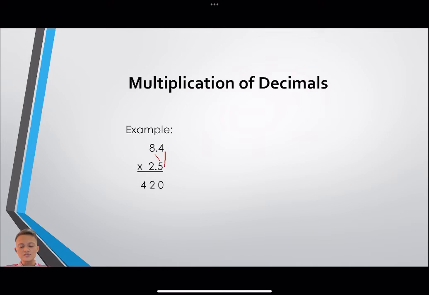Plus 2 is 420. Next is 2 times 4 is 8. 2 times 8 is 16. So, wala itong 0. Nag-move tayo ng isa pag nag-multiply. And then, we are just going to add them. That is 21.00.